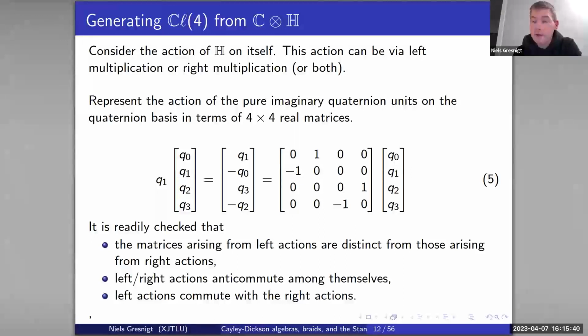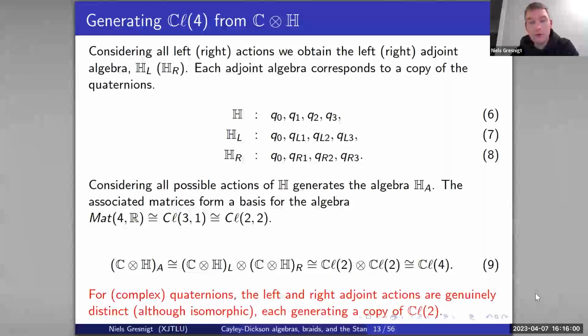And if you compare the left actions and the right actions, you will find that the matrices that you get from the left actions are distinct from those arising from the right actions. And you find that the left actions as well as the right actions, they anti-commute among themselves, but they will commute with each other. So one ends up with 2 distinct copies of the quaternions. Actually 3 copies. So the quaternions you start with, and then the quaternions that you generate from the left actions, and the quaternions that you generate from the right actions.